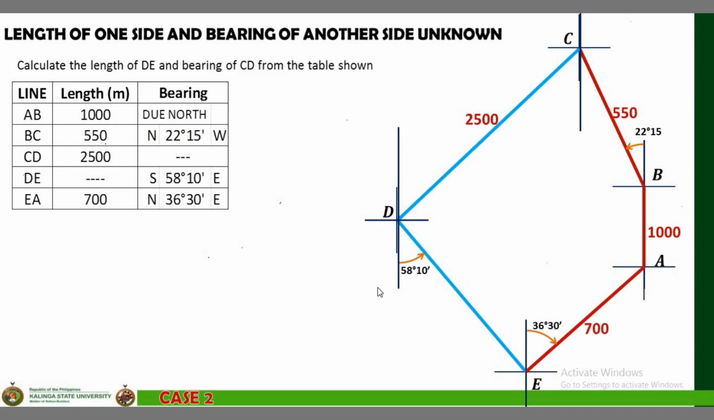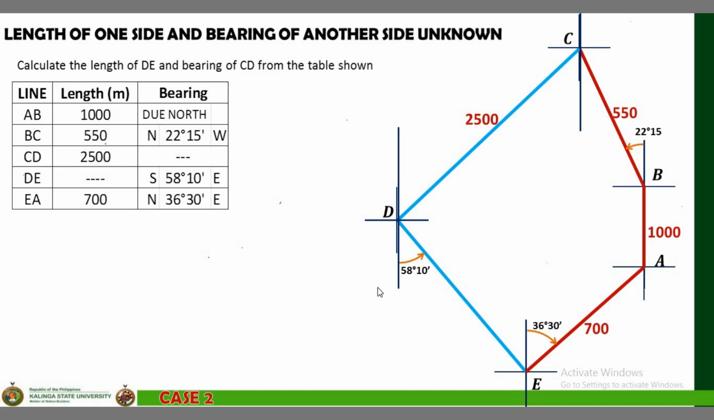Again, let me repeat, if we're going to sketch, if you are going to assume the direction of a line, make sure that the traverse closes in your sketch. When you encounter this problem, you compute.